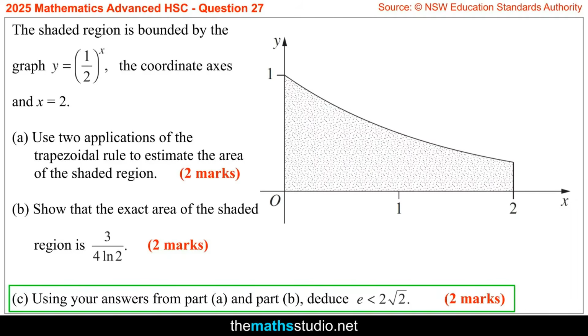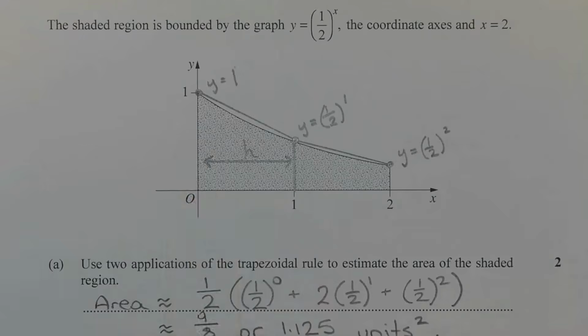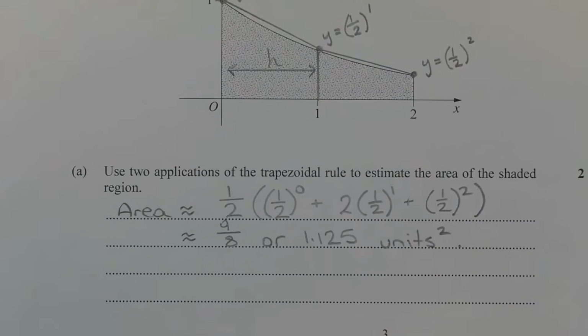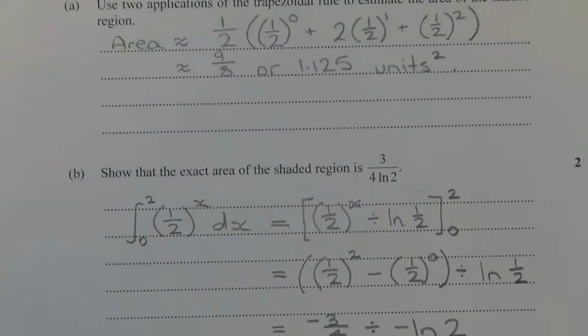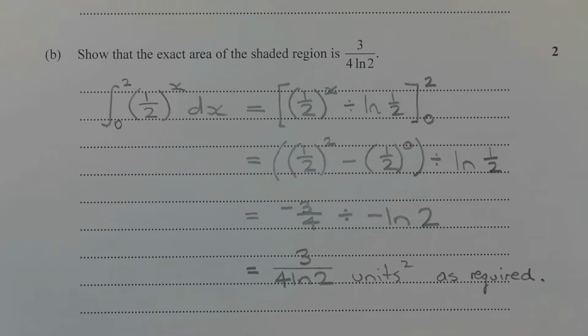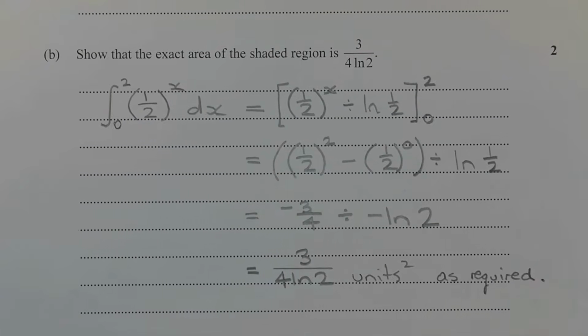Part C. Using your answers from Part A and Part B, deduce e less than 2 root 2. Looking at the graph of y equals half to the power of x, we can see that it's concave up. This means that the trapezoidal rule will overestimate the shaded area. This also implies that the result that we obtained in Part A, in other words, the estimate of the area, which is 9 over 8, will be greater than the exact area that we found in Part B. That is 3 over 4 times ln of 2.